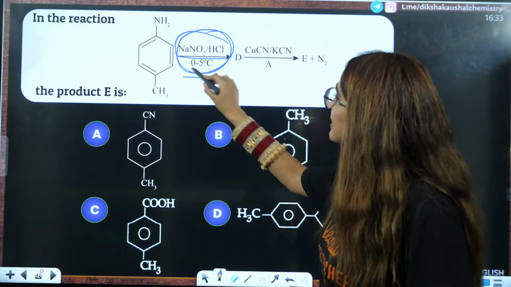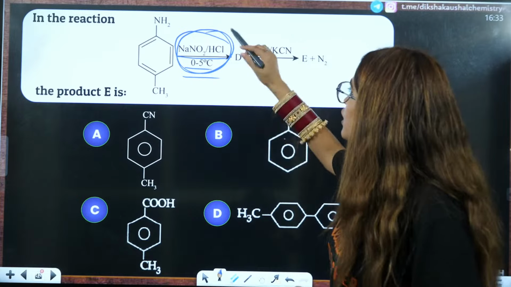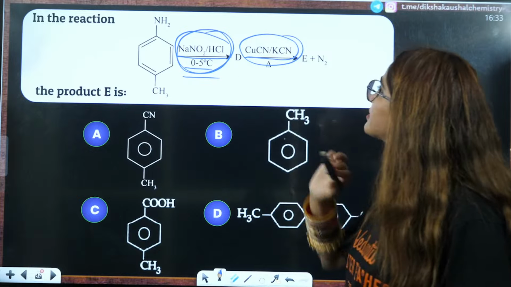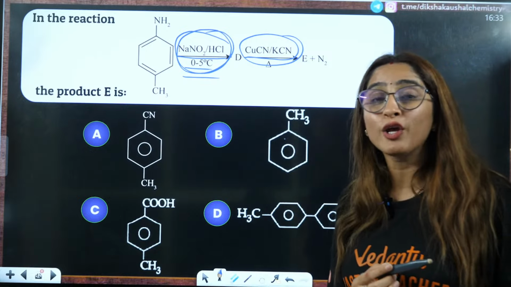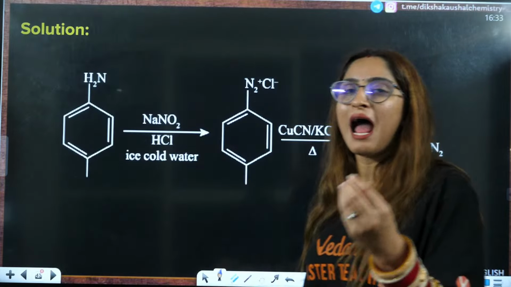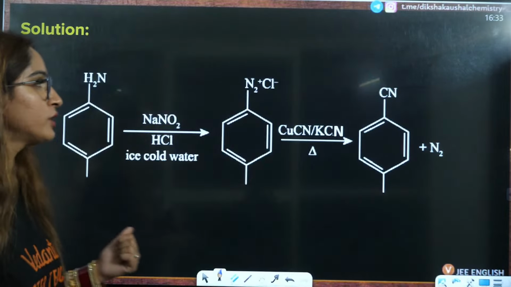So here it is, diazotization, right? So firstly, what will happen? Diazotization. After that, what is this? CuCN, KCN. Salt you are using. Sandmeyer reaction. Basically, you are going to add CN over there on the benzene ring.